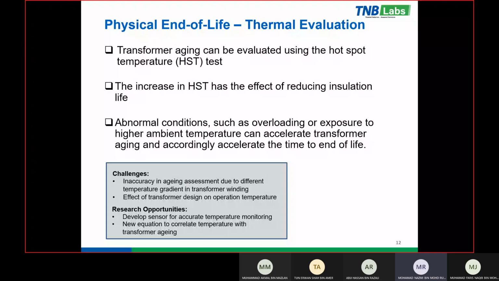For the physical test, there is thermal evaluation. Transformer aging can be evaluated using the hot spot temperature or HST test. The increase in HST has the effect of reducing insulation life. Abnormal conditions such as overloading or exposure to higher ambient temperature can accelerate transformer aging and accordingly accelerate the time to end of life of the transformer. And that's all from me.